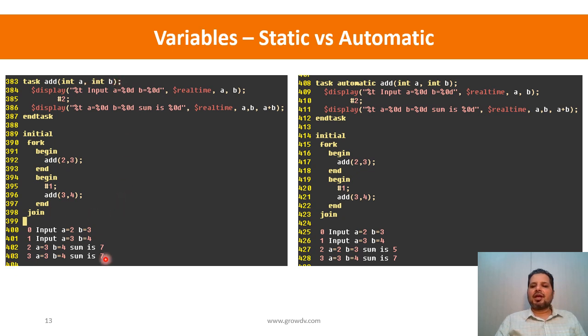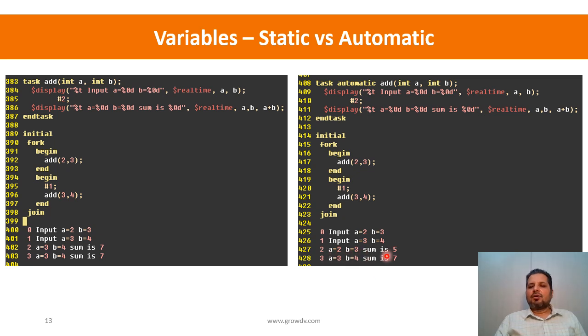Now the same example, where the change is that we have made the task automatic. We have added this automatic lifetime qualifier. The rest of the setup remains the same. If we look at the output, of course for the inputs there is no surprise in both cases. It was able to receive the inputs correctly.